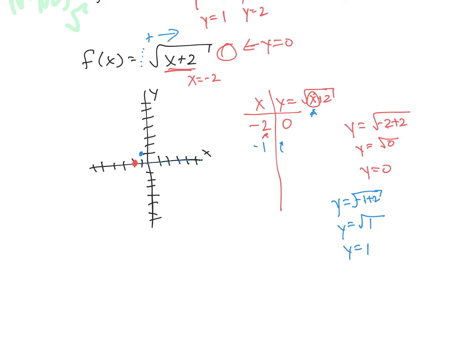Okay? Then, what about another point? Well, I know when x is 2, so 2 plus 2, y is then the square root of 4, and the square root of 4 is 2. So I'm going to go over 2 and up 2. And my graph is going to look like this. Don't forget your arrow at the end, right? We're going to do those 3 points.